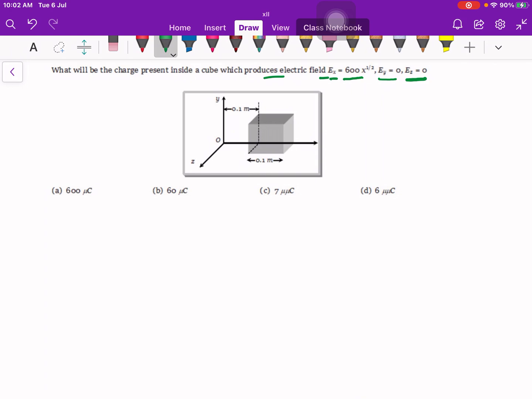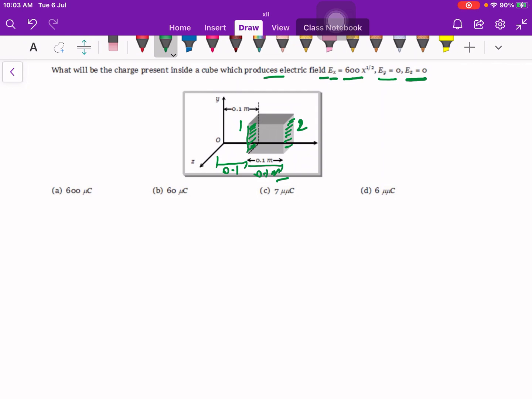Okay, so how to calculate? If you see the diagram carefully, its first boundary is 0.1 meter away from the origin, and the side of the cube is also 0.1 meter. Whenever we have to calculate electric field due to all this, we must remember the Gauss law. There are two faces only from which flux will emerge out. This one is the second face, this is the first face.